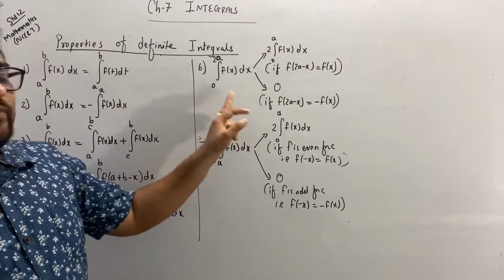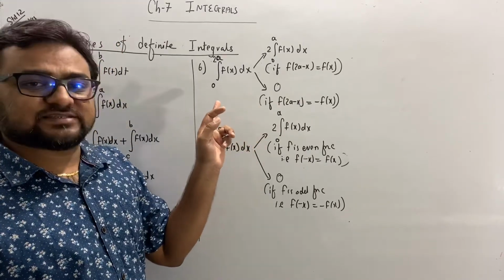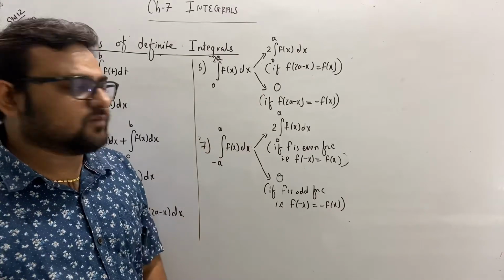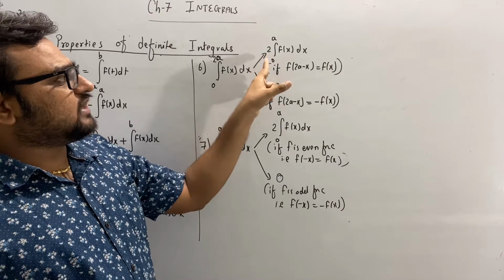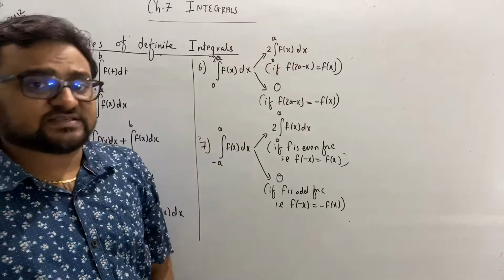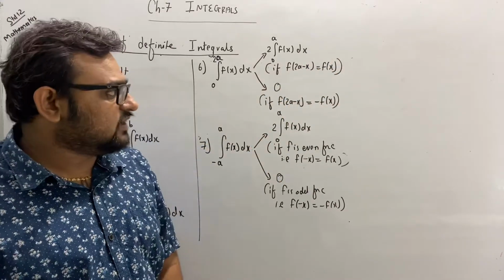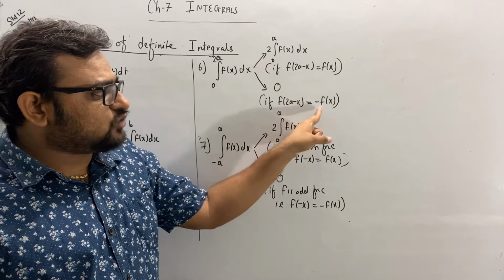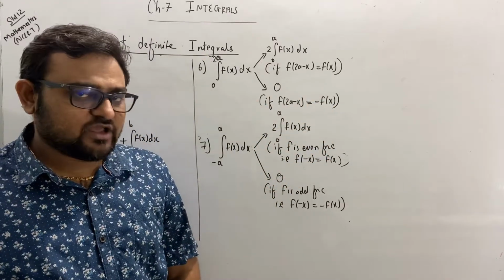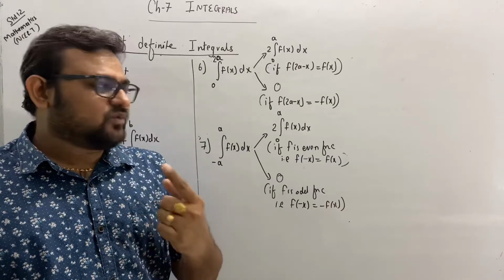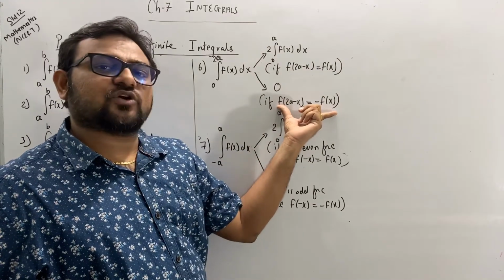Now this is a very important property, okay? We are going to use this property frequently in exercise 7.11, 6th and 7th both. Now first, integral 0 to 2a f(x) dx is equal to 2 times integral 0 to a f(x) dx, if f(2a minus x) is equal to f(x). Clear? And if f(2a minus x) is equal to minus f(x), then we will directly write down 0. Okay? So I will take two examples. One example f(2a minus x) is equal to f(x). In another f(2a minus x) is equal to minus f(x).